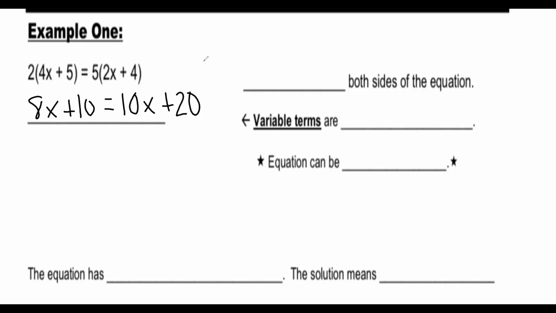Automatically, I'm starting to notice something. If we look back at our table, I see that our variable terms are different. So that's going to indicate that we have one solution. So let's go a step further and actually start solving this. I'm going to subtract 8x from both sides.